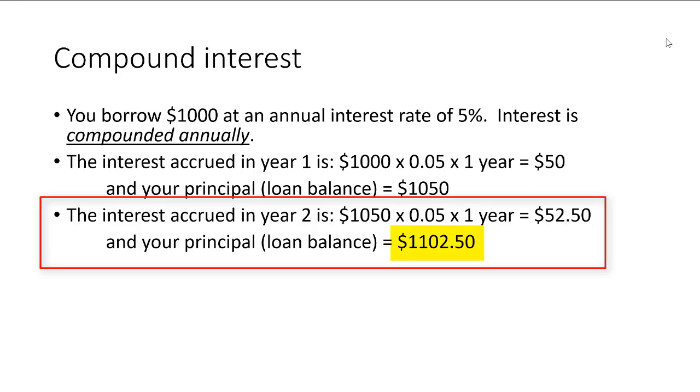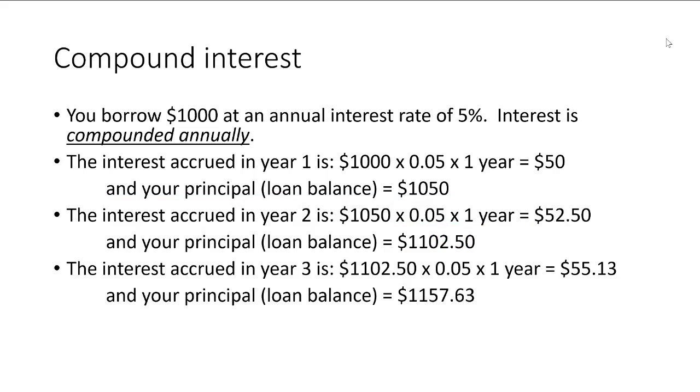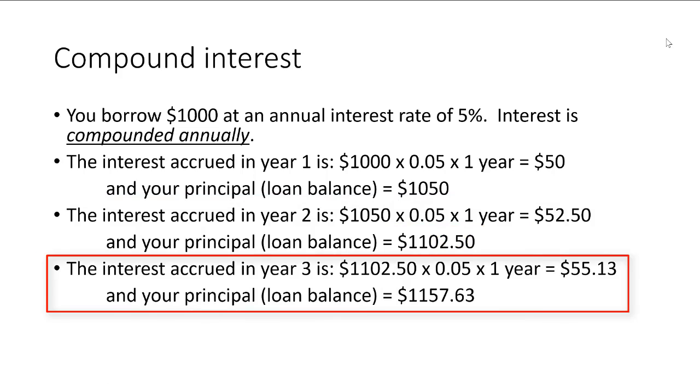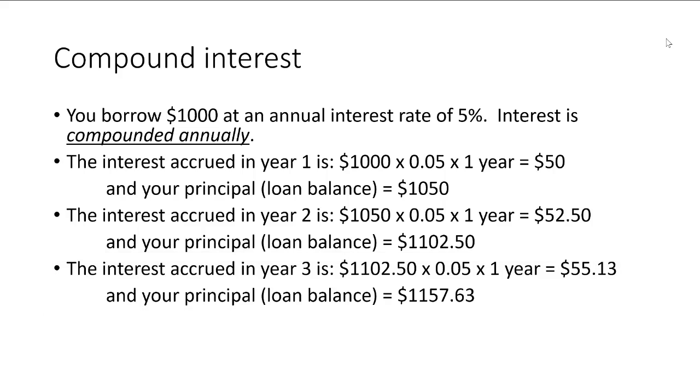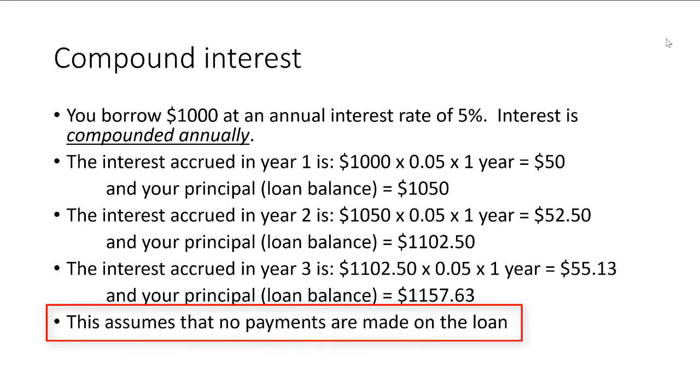That is then added onto the pre-existing principal of $1,050 to give you a principal after the second year of $1,102.50. And then we keep going. That $1,102.50 earns more interest. And so what happens is you have this slow exponential increase in the principal or the loan balance over time. And again, this analysis assumes that no payments are made on that loan.